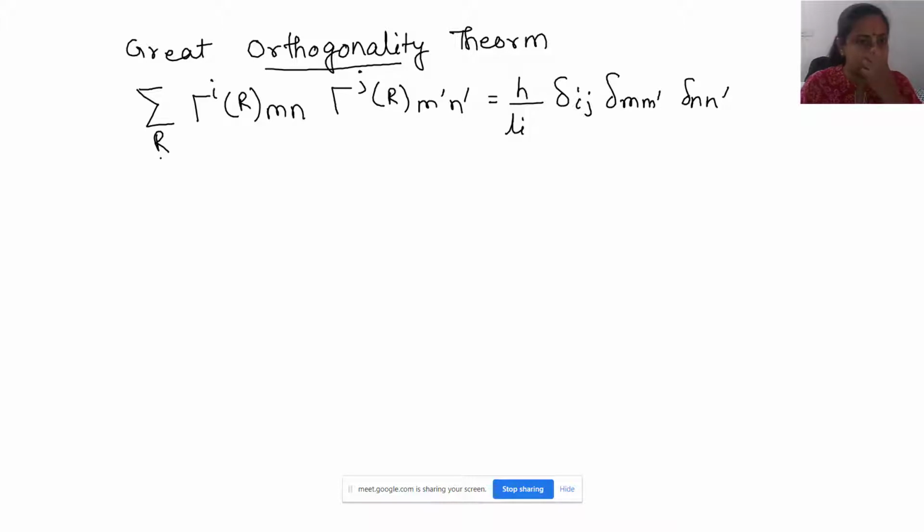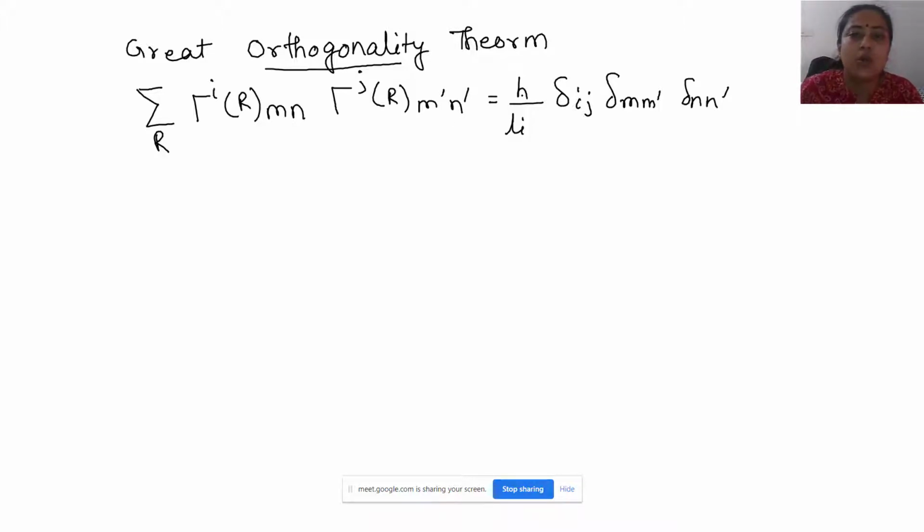So here R stands for all symmetry operations. Tau i and tau j are two different irreducible representations of the character table, while R stands for any particular symmetry operation, and then it has to be summed over all symmetry operations. m and m prime stand for the row number. n and n prime stand for the column number.